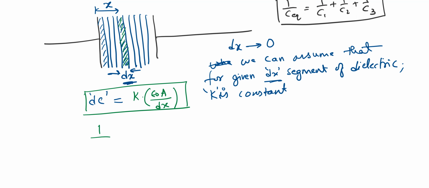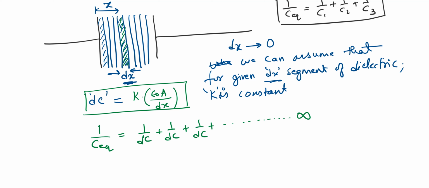Now if I want to find the equivalent capacitance, 1 upon C equivalent. As you can see, these infinite capacitors are in series. So I can say the equivalent would be 1 by dC plus 1 by dC plus 1 by dC plus, till infinity.